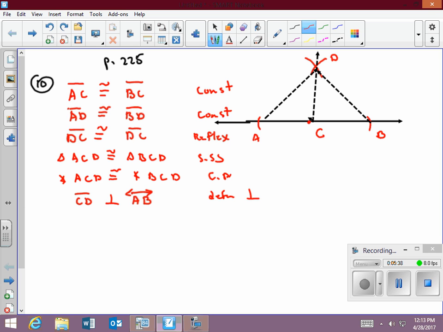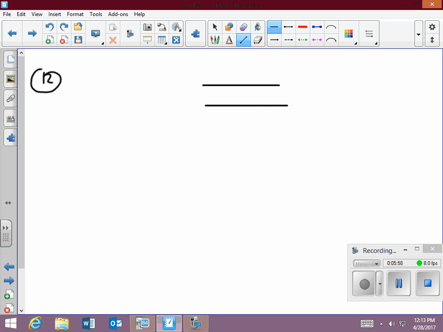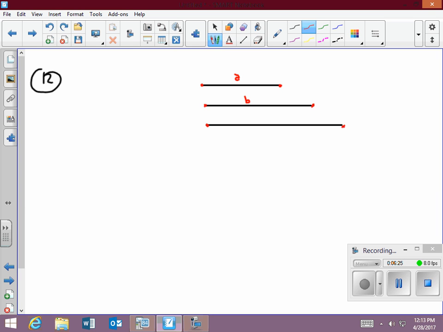Okay, 12. So you're just given those three independent line segments. These have definite beginning and ending points because they're line segments. This one's called A, but it has a beginning and ending point. And this one is B, which has a beginning and ending point. And then C has a definite beginning and ending point. And the task is to construct a triangle given the three sides.